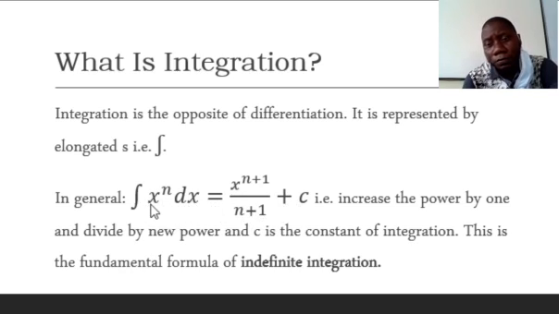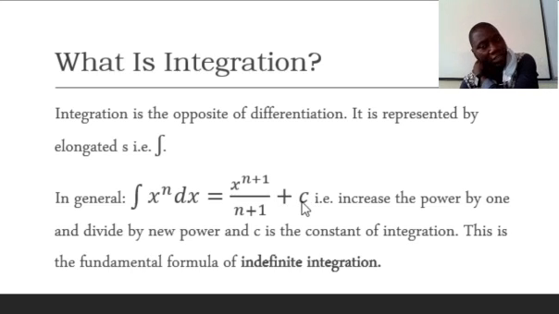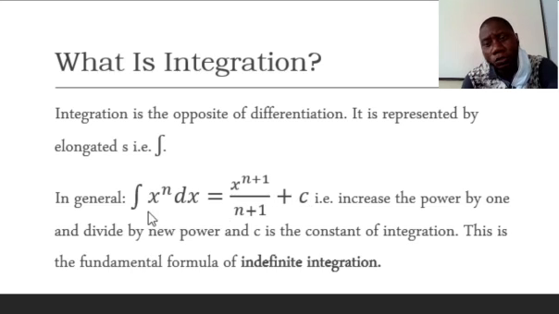Let me take it again. To integrate a function x raised to power n, the process is to increase the power of x by 1 and then divide by the new power, which is what we have here, x raised to power n plus 1 over n plus 1, plus c. This c stands for arbitrary constant of integration, and we use it when the integral form is indefinite. So this is a type of integration called indefinite integration.